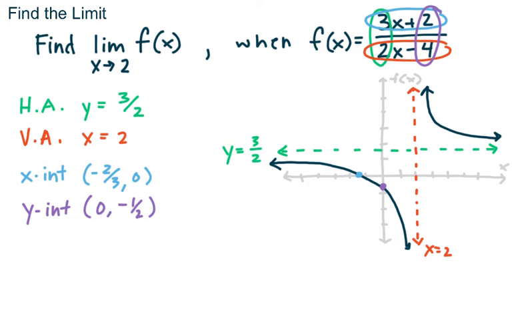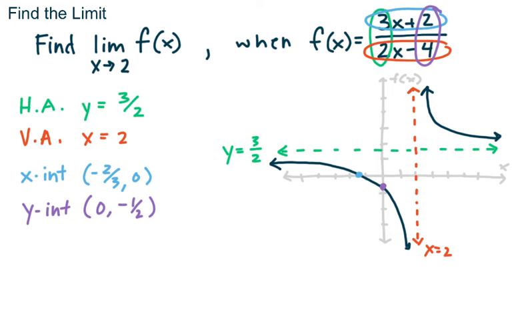So in this problem, now that we have our graph, what are we looking at? We're looking at the limit of the function f of x as x approaches 2. If I were to trace along my graph and approach 2 from the left, I notice that we're going down forever to negative infinity. And if I consider approaching x equals 2 from the right, I'm going up forever to positive infinity.